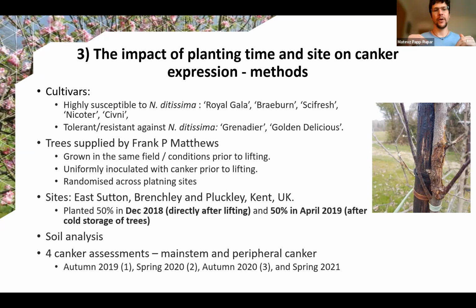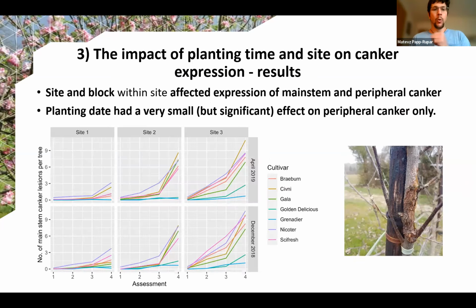And then we analyzed the soil on the sites and looked at the canker assessments. We wanted to know whether there would be a difference in how many cankers we see on different sites and different cultivars, and if the planting date affected the canker rates. What we saw here, you have 3 sites, and you see the main stem cankers for the trees that were planted in April on the top, and planted in December 18 on the bottom. And you can see that overall, after 4 assessments, so 3 years, it didn't matter much when you planted.